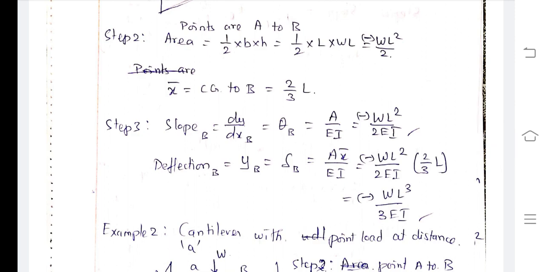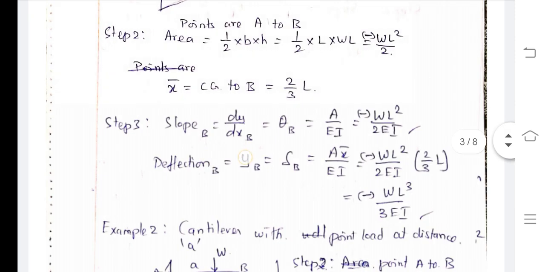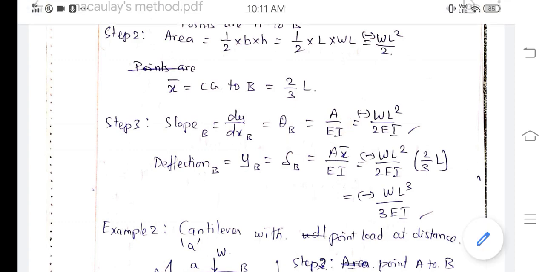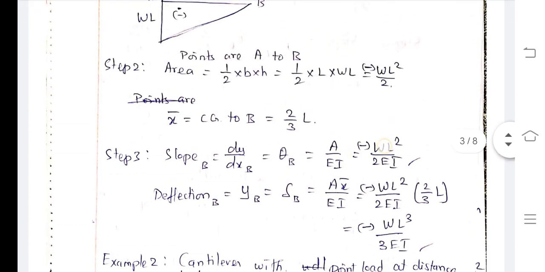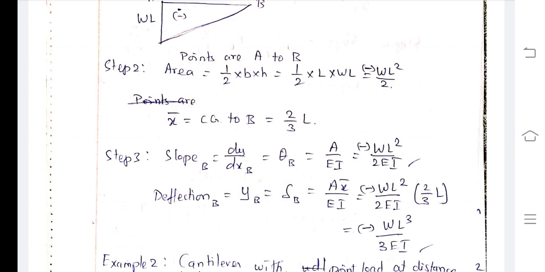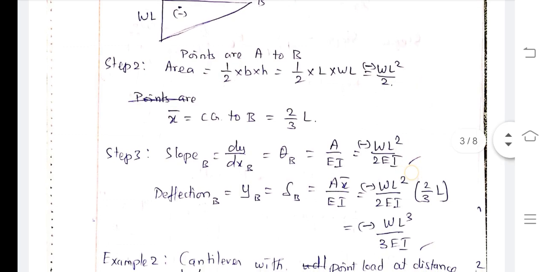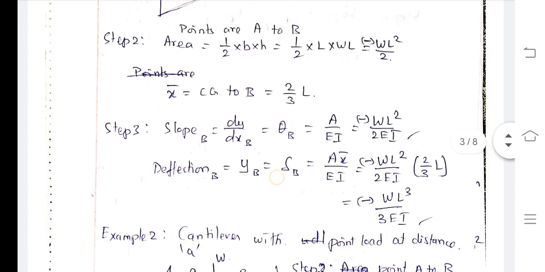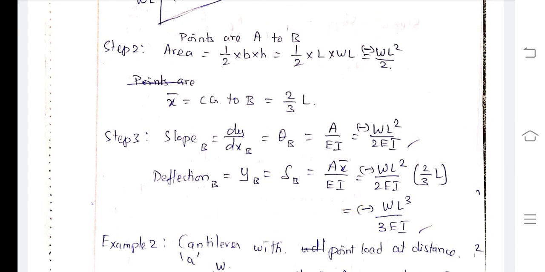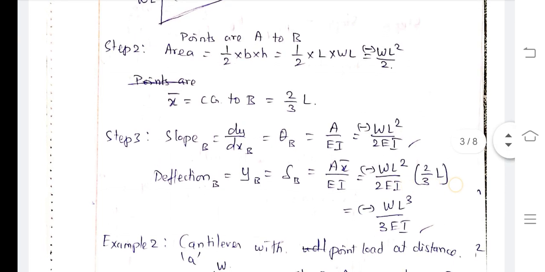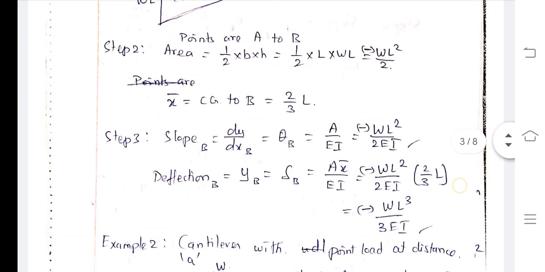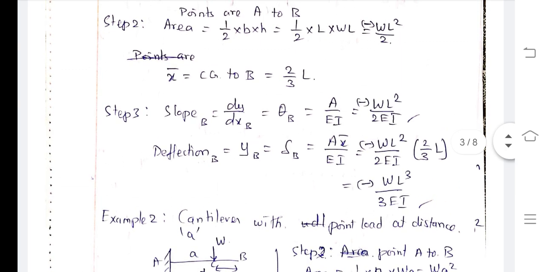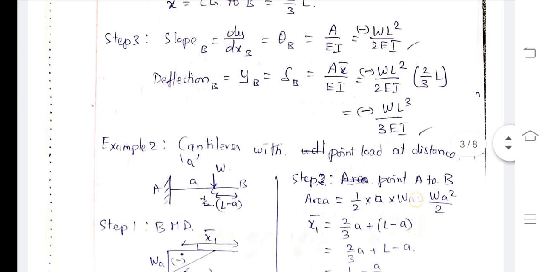Then step 3, slope, or dy by dx, or theta, which is nothing but A by EI. So area here is WL square by 2, WL square by 2 divided by EI. So this is the value of slope. And for deflection, A x bar by EI, it will be equal to WL square by 2EI into x bar, 2/3 into L. So totally minus WL cube by 3EI.